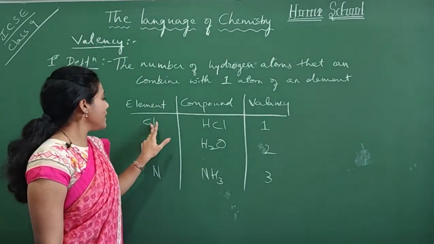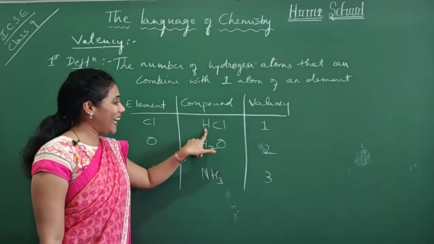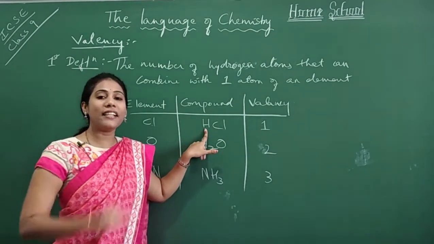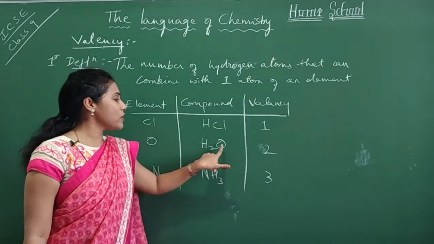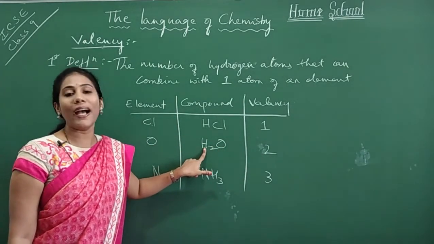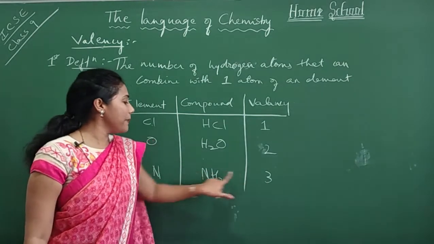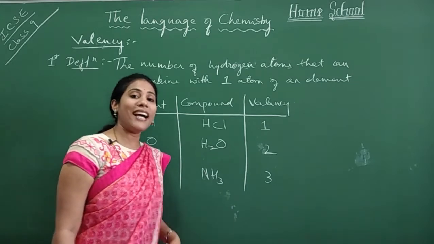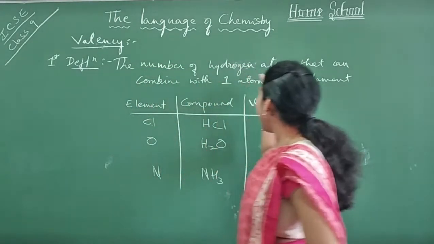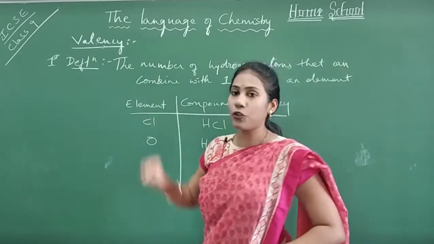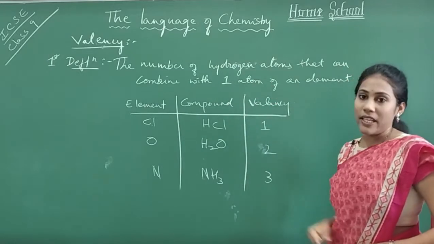Okay, see, valency of chlorine is 1. Why? Because this chlorine can combine with only one atom of hydrogen. Valency of oxygen is 2 because oxygen can combine with 2 atoms of hydrogen. Valency of nitrogen is 3 because nitrogen can combine with 3 atoms of hydrogen. So based on the combining capacity of an element with hydrogen atoms, we defined valency this way.